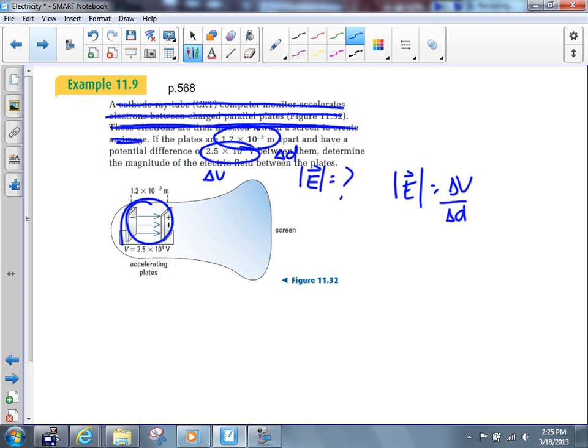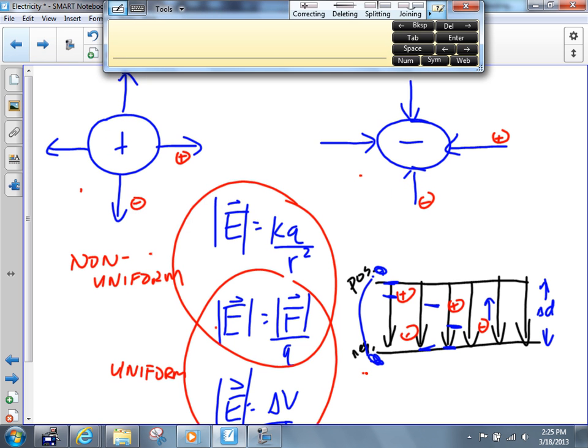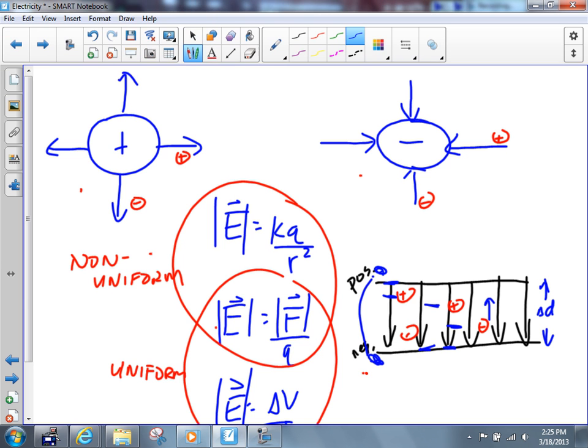A non-uniform field would have field lines that aren't parallel to each other. So those first two diagrams that we drew up on the board here, these are non-uniform fields because those field lines aren't parallel to each other. They'll eventually intersect if we keep drawing them far enough. Make sense? Parallel field lines, uniform field, last two equations. Non-parallel field lines, first two equations, non-uniform field.